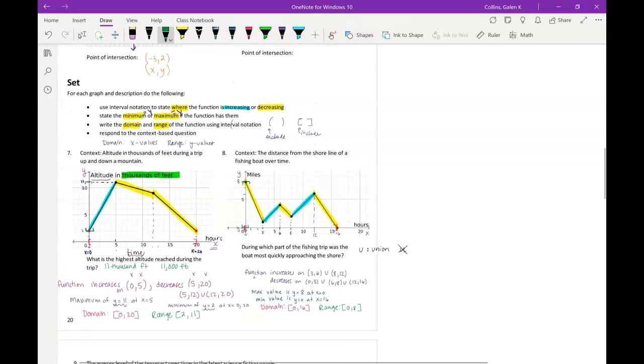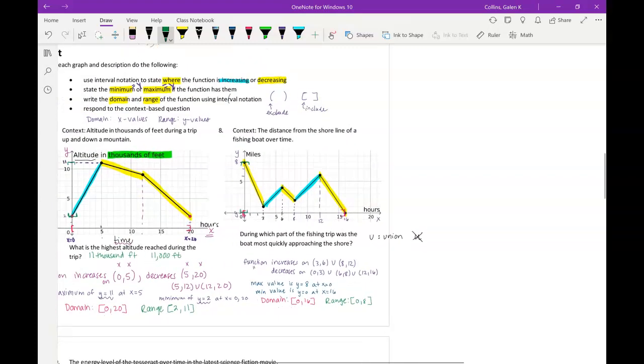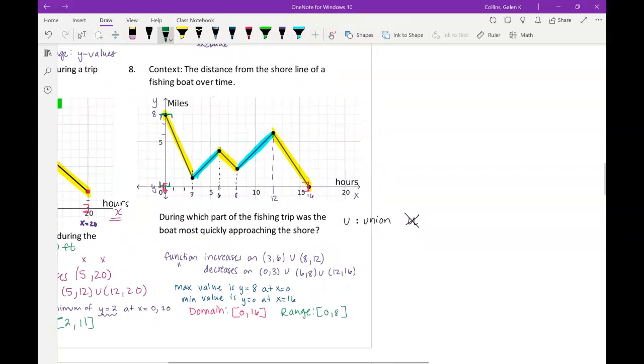All right, and then lastly, we said respond to the context-based question. I didn't even read the context yet. I should have done that first. The context of this graph is it's the distance from the shoreline of a fishing boat over time. So that fishing boat was 8 miles away. It looks like it got closer, then further away, then closer, then further away, then back to shore. So during which part of the fishing trip was the boat most quickly approaching the shore?